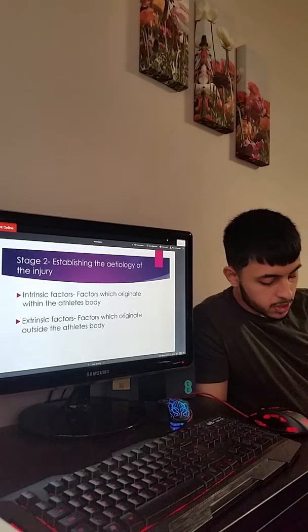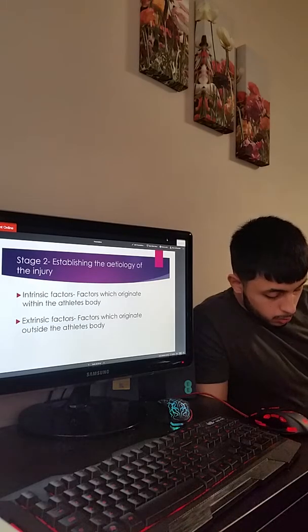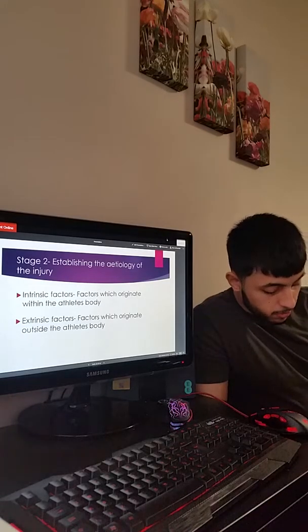An advantage of establishing the etiology of the injury would be that the athlete would be able to identify what the cause of the injury was, and in future they would make sure that this does not happen again, and so the injury would be prevented and the athlete would be more appropriately prepared to perform in the sport.